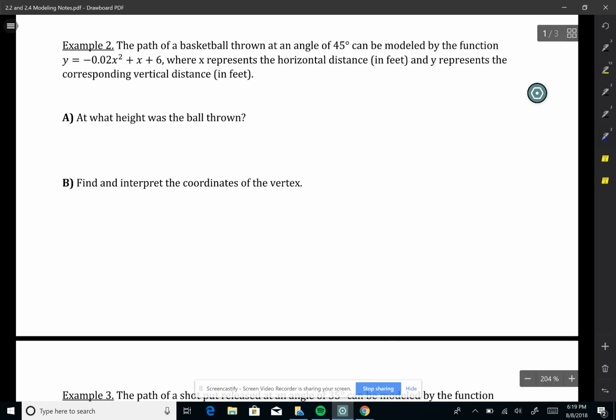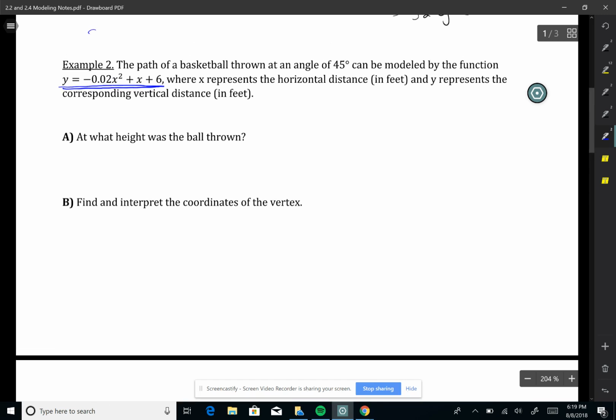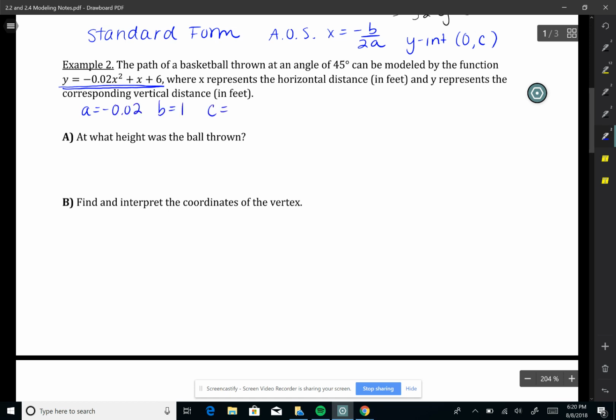The first thing we need to see here is what form our equation is in. And because we have an x squared term, an x term, and a constant term, remember that that is standard form. And we need to remember our special little formulas for standard form. Remember our axis of symmetry is x equals negative b over 2a. And then remember our y-intercept is always just 0, c. So let's identify our a, b, and c right away. A is negative 0.02, b is 1, c is 6.